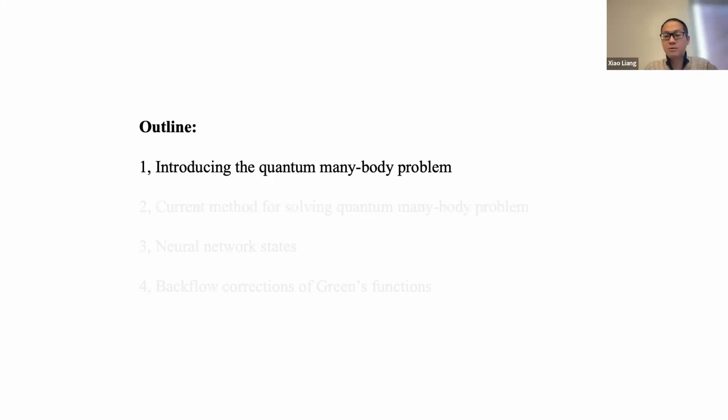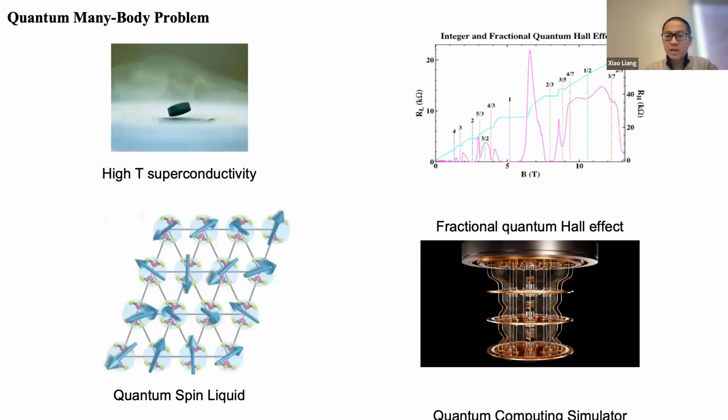Okay, we start by introducing the quantum many-body problem. The quantum many-body problem is important in condensed matter physics. Several microscopic phenomena are described by many-body models. For example, understanding the mechanism of superconductivity, the quantum spin liquid, and the fractional quantum Hall effect. Furthermore, the simulation of quantum computing is actually solving the quantum many-body problem, as classical resources grow exponentially with respect to the number of qubits.